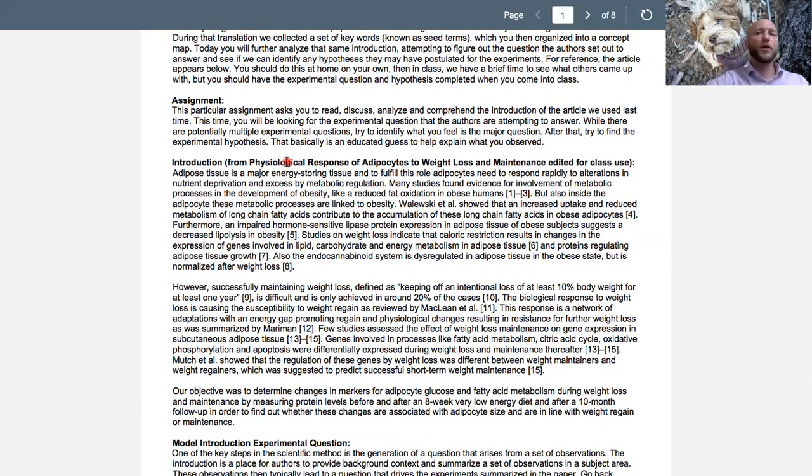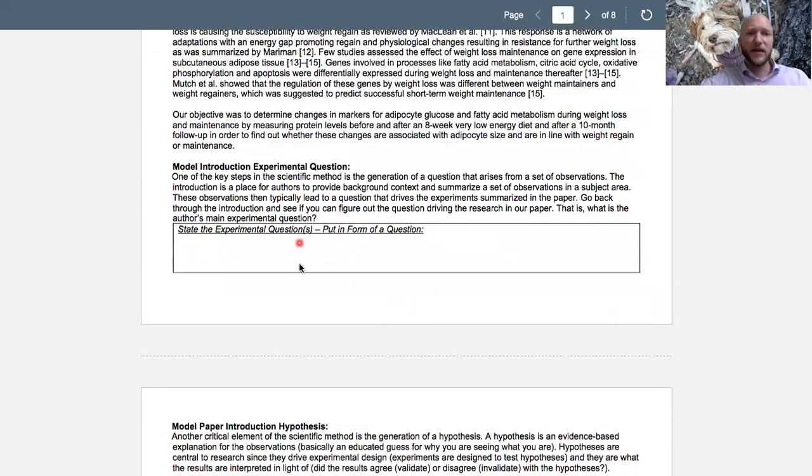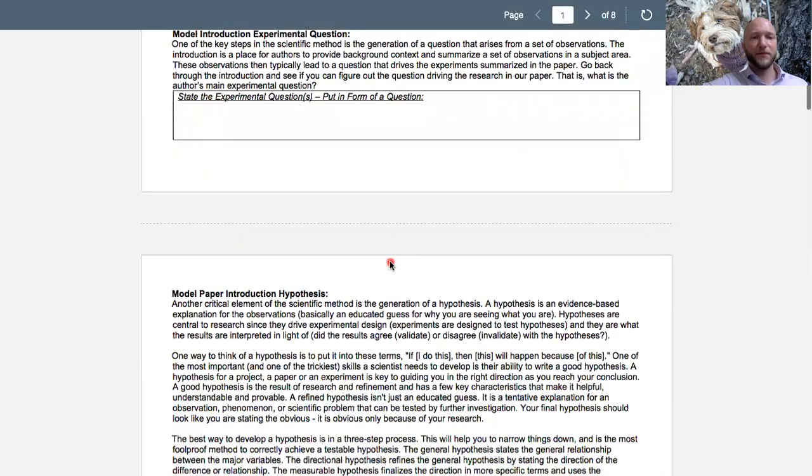After that, try to find the experimental hypothesis. So start with what are they trying to answer? What is the question? Here is the paper again, or the introduction. And once again, it's delaying a little bit with me scrolling down. All right, so down here at the bottom of the first page, you can put your experimental question.